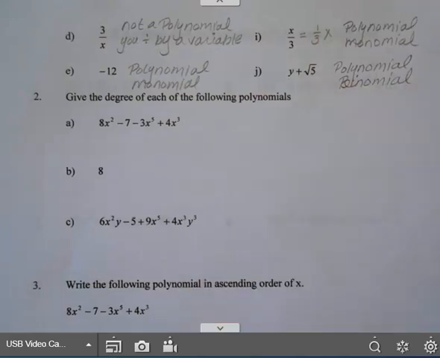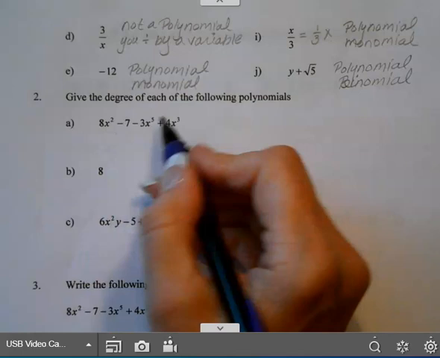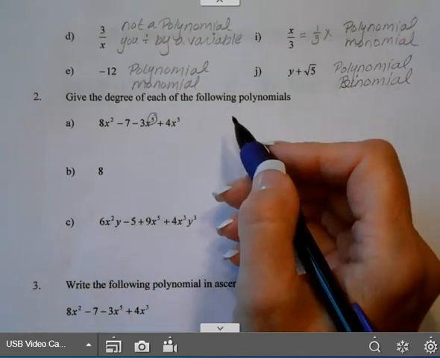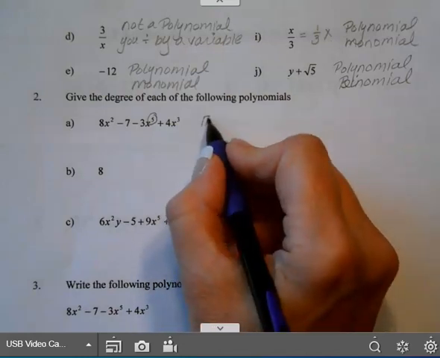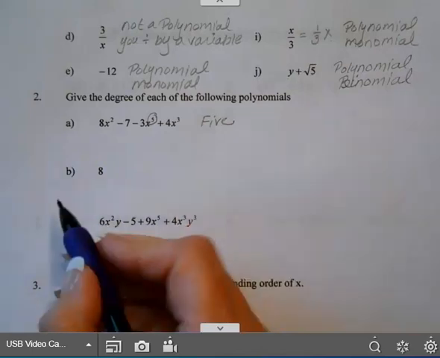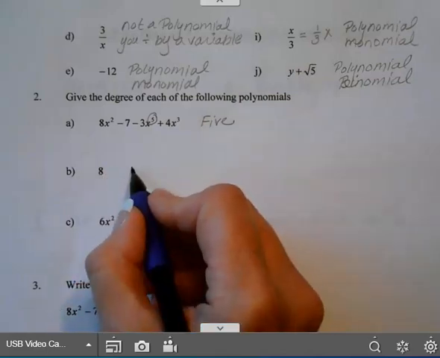Let's look at the degree. Remember, you have to look at each term, and the highest one is going to be your degree. So my highest exponent here is 5, so the degree of this is 5. On this one, I have 8. I have no variables, so the degree of this is 0.